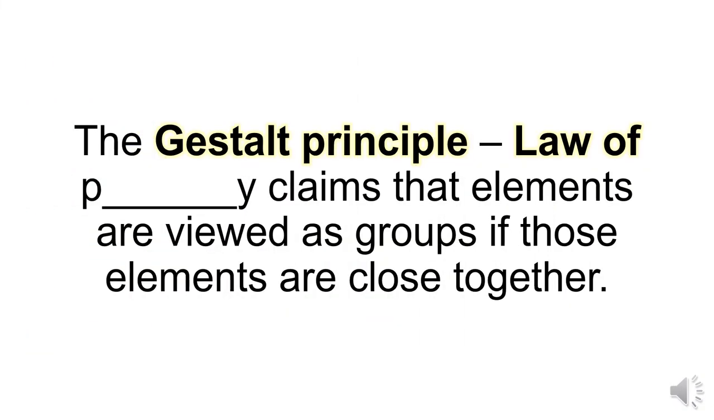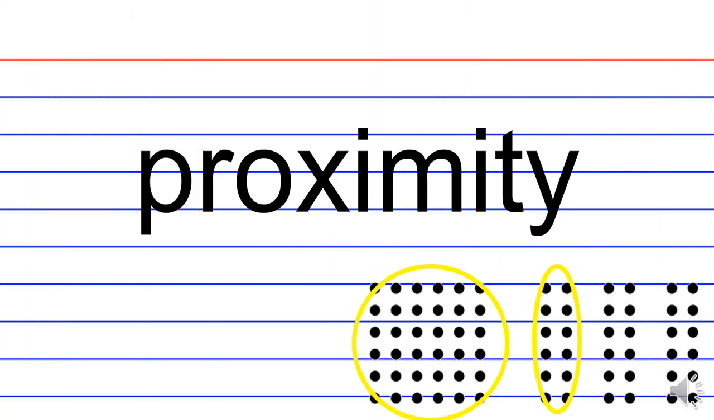Principle law of P-blank-Y claims that elements are viewed as groups if elements are close together. So what law is this? This would be the law of proximity. So because these are grouped close together, we're going to view them as an entire unit. And you don't automatically view these as grouped together. You view the closer dots as being one group as opposed to the whole of them being one group. Okay.